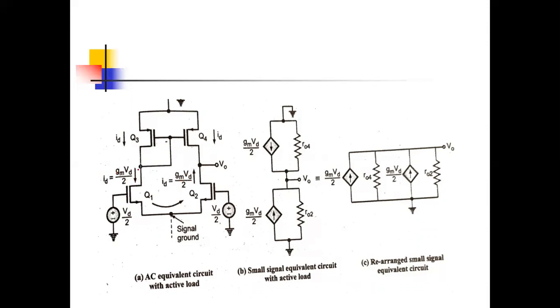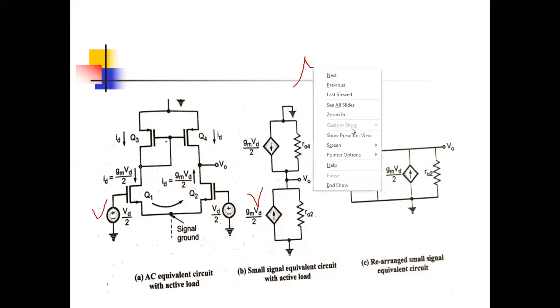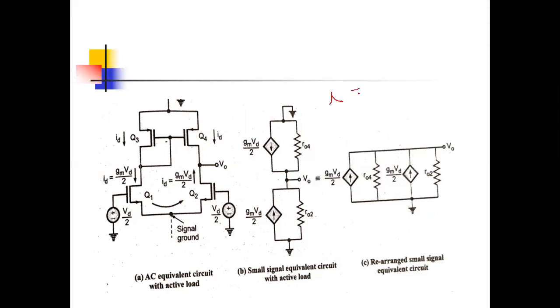Okay. What is vd by 2? vd by 2 is your applied voltage. Again listen, I equals gm into vd, and vd is your input voltage. Since we are applying half voltage on both sides, it will be vd by 2. So I equals gm vd by 2 here and gm vd by 2 here.